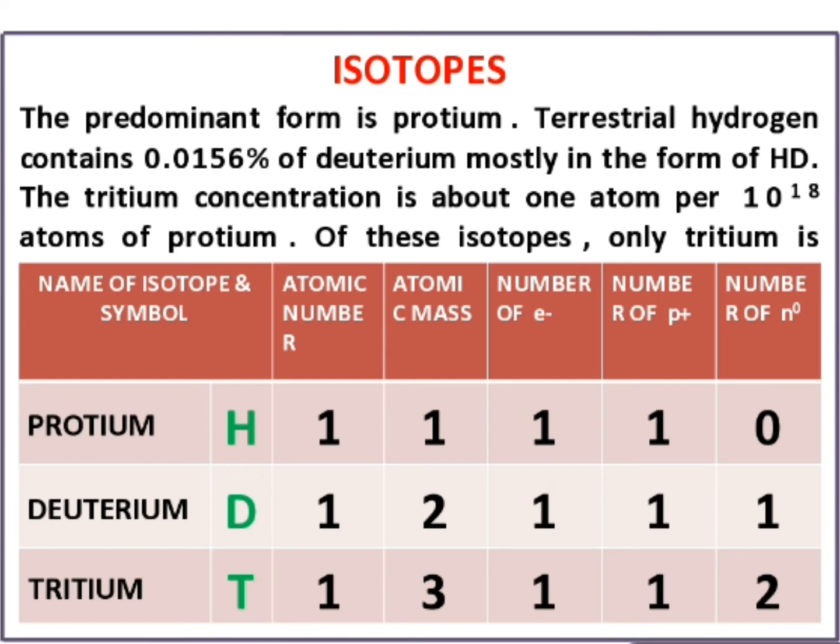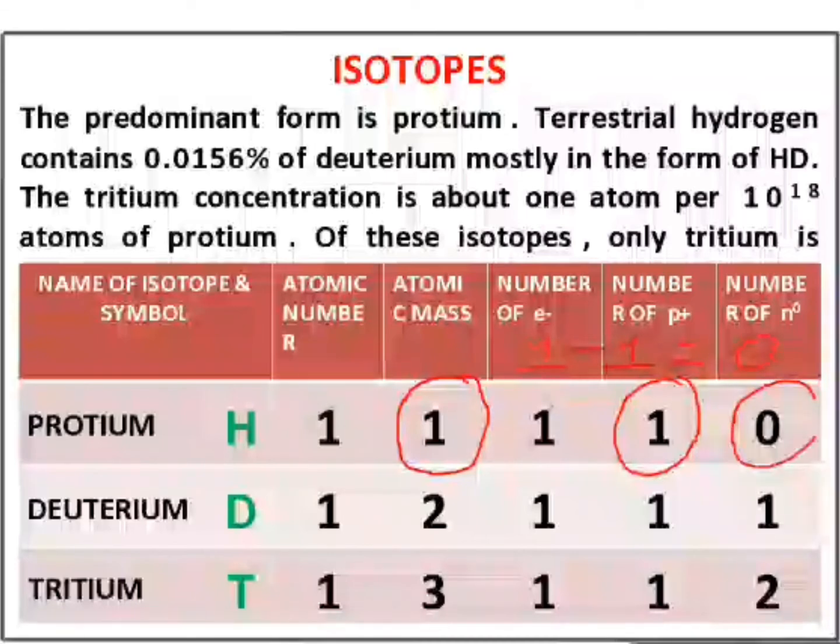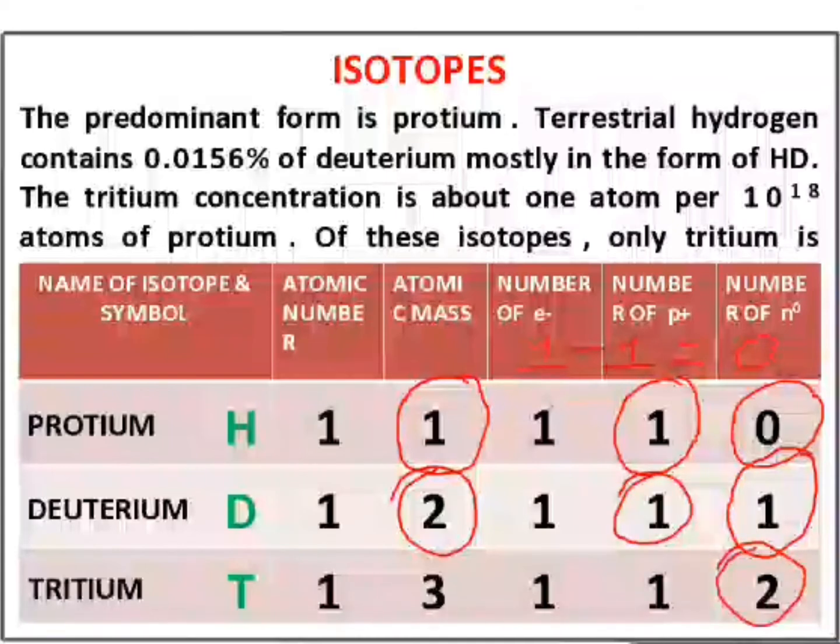So from this we can conclude that atomic mass is 1, number of protons is 1. So what is number of neutrons? Number of neutrons is equal to atomic mass minus number of protons. So it will be 0. So number of neutrons for protium is 0. Number of neutrons for deuterium is 1, because 2 minus 1 is 1. And number of neutrons in tritium is 2, because 3 minus 1 is 2.